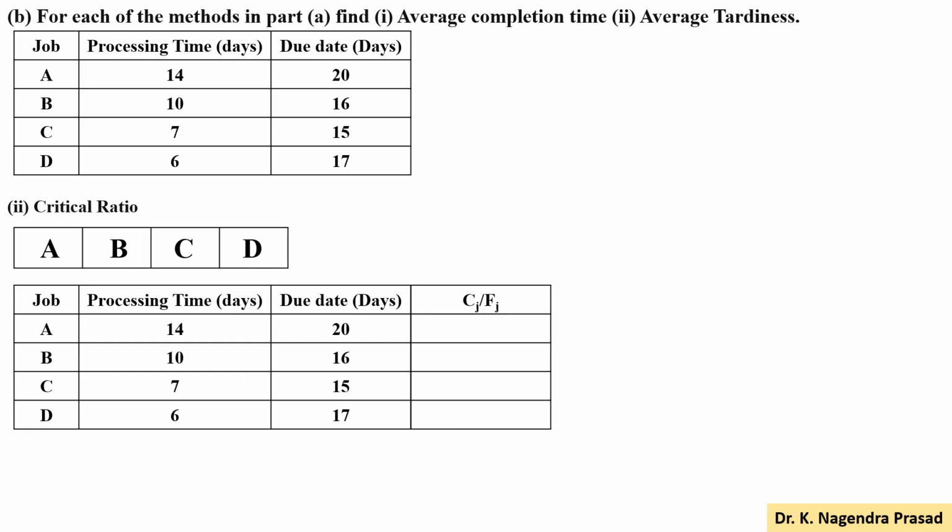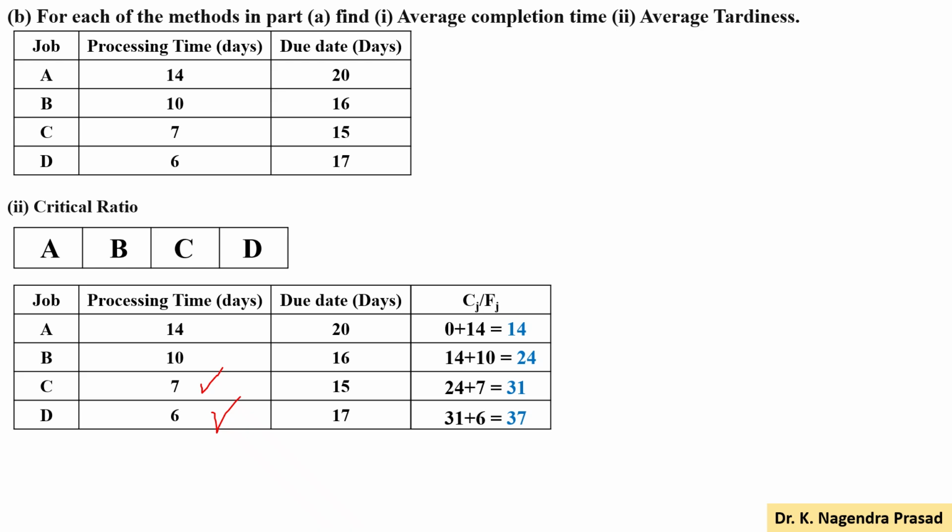For the first job, completion time is 0 plus processing time, 0 plus 14, which is equal to 14. For the next job, that is job B, previous job completion time plus processing time, that is 14 plus 10, which is equal to 24. For job C, 24 plus 7 is equal to 31. Next, 31 plus 6 is equal to 37. So 14, 24, 31, 37 are the completion times for jobs A, B, C, D.